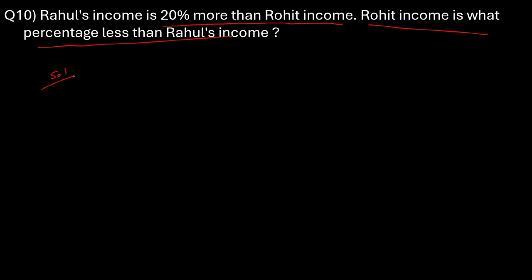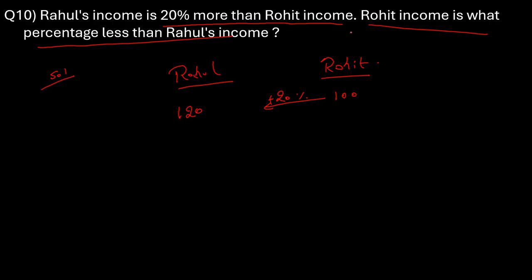So, solution for this, guys. Rahul and Rohit. Rahul's income is 20% more than Rohit's income. So, I will suppose Rohit's income to be 100% or 100. As Rahul's income is 20% more than Rohit's income, the value of Rahul's income is going to be 120. Right? 100 is increased by 20% to become 120.